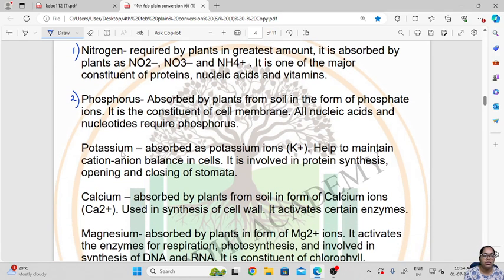Then comes your third one, that is potassium. Potassium is absorbed by the plants in form of ions. So these elements are absorbed by the plant in form of ions. It helps to maintain cation and anion cell balance. It is involved in protein synthesis, and opening and closing of the stomata. So the main function of potassium is to synthesize protein and also help in opening and closing of the stomata, which is a very essential role in the plants.